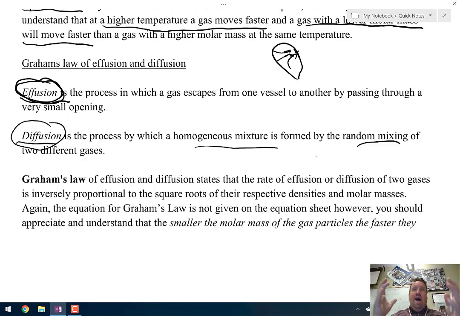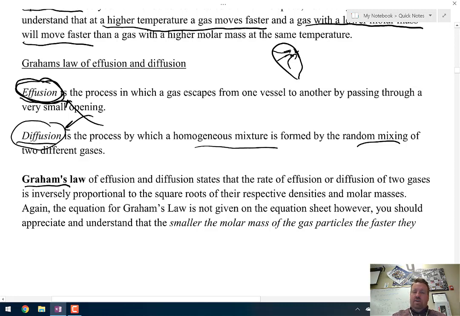As you're going from a high concentration of something, you spray that cologne. There's a high concentration right there in front of you, and then it slowly spreads out throughout the room. Okay, that's the process of diffusion, a gas basically traveling a certain distance over time. Now, Graham's law, which again involves effusion and diffusion, states that the rate of effusion or diffusion of two gases is inversely proportional to the square roots of their respective densities and molar masses.